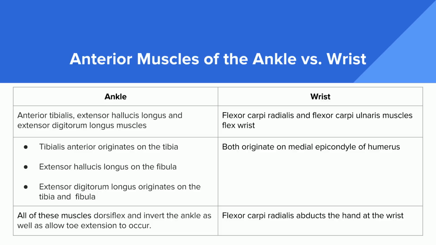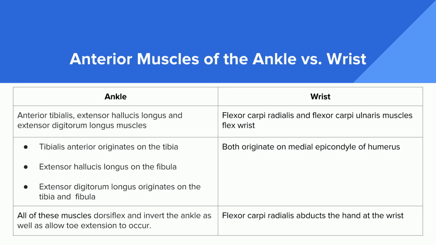The extensor hallucis longus originates on the middle of the fibula as well as the interosseous membrane and inserts on the distal phalanx of the great toe. The extensor hallucis longus functions to dorsiflex the ankle and extend the great toe.